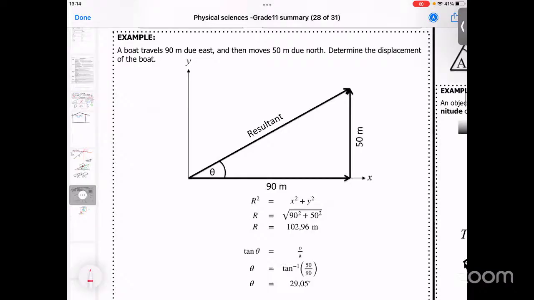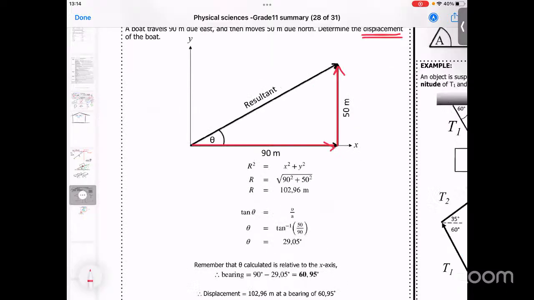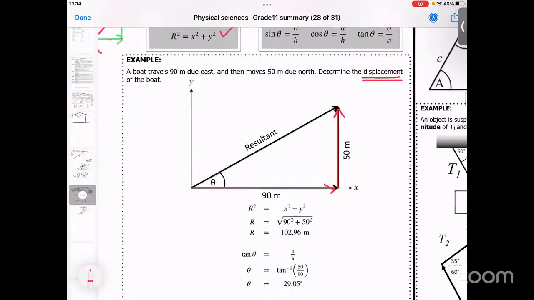Okay, so now they're talking about an example where a boat travels 90 meters due east, and then again moves 50 meters due north. Now they want you to determine the displacement of that boat. Most importantly, displacement is a vector quantity which has both the magnitude and the direction.